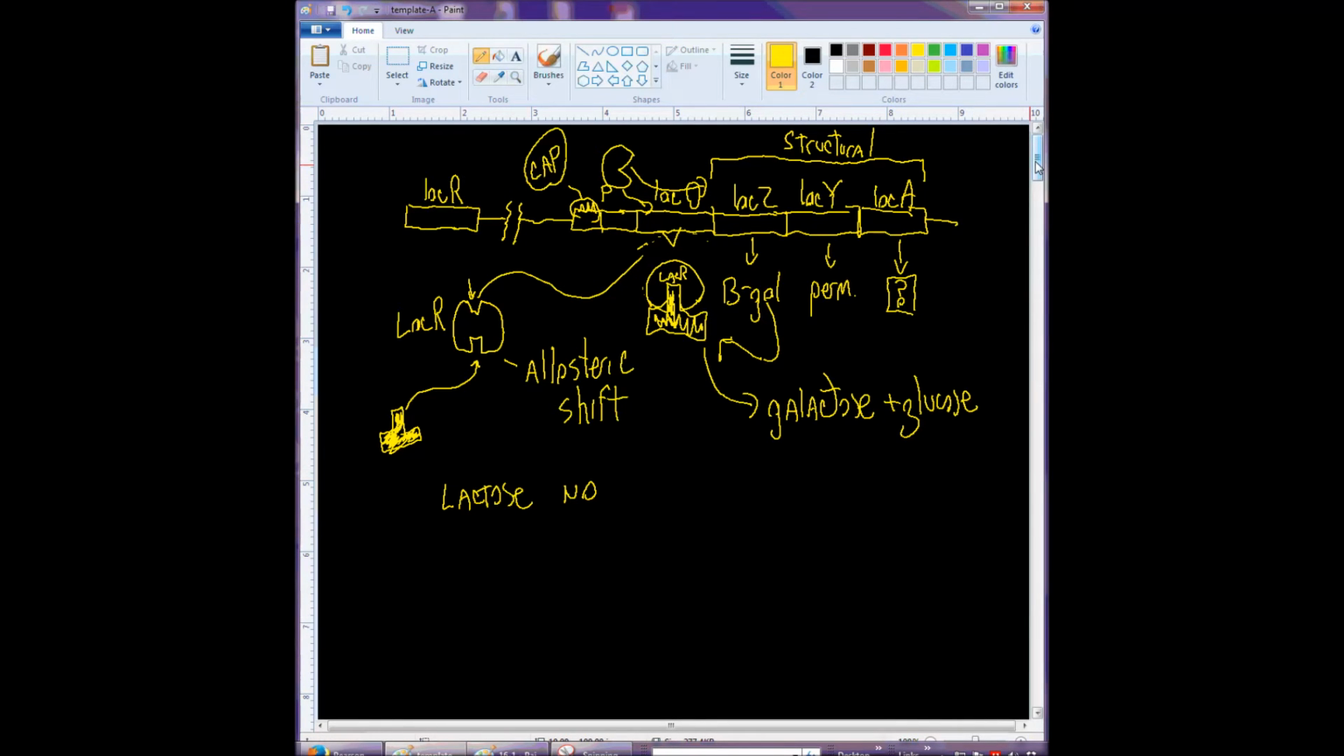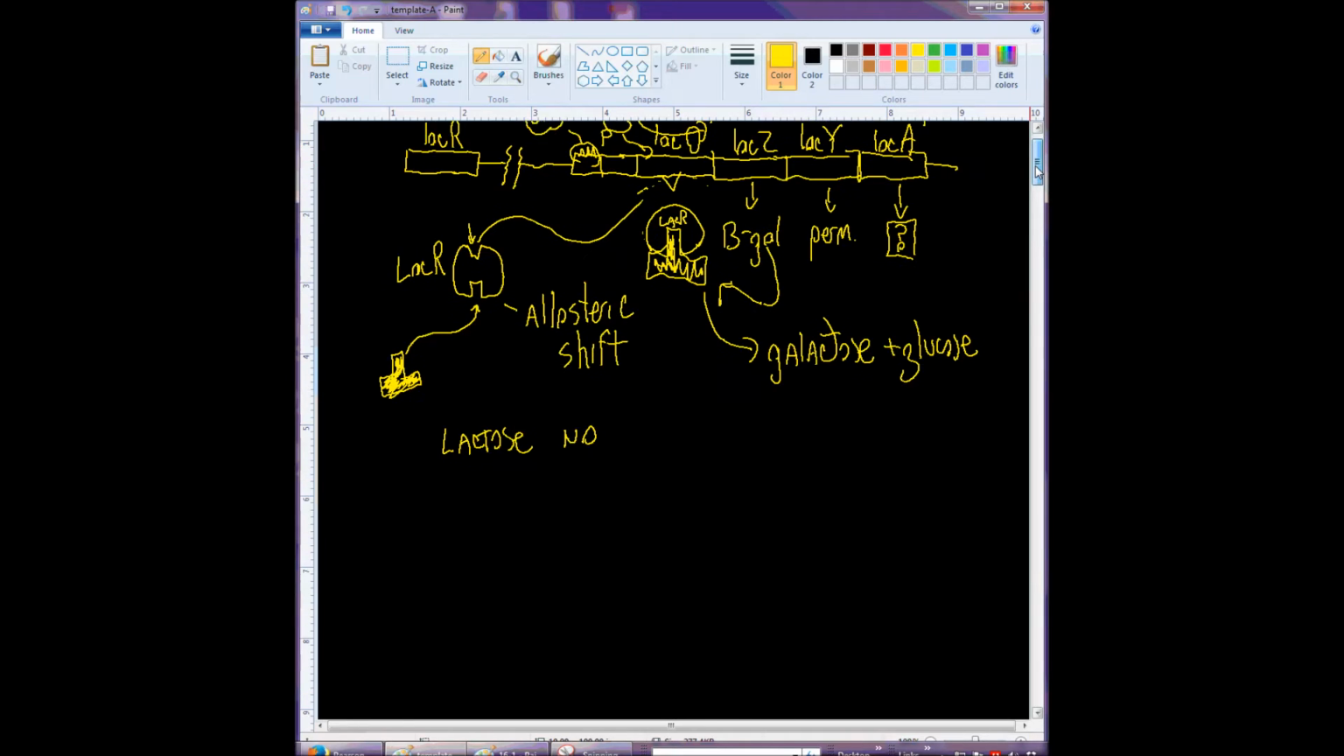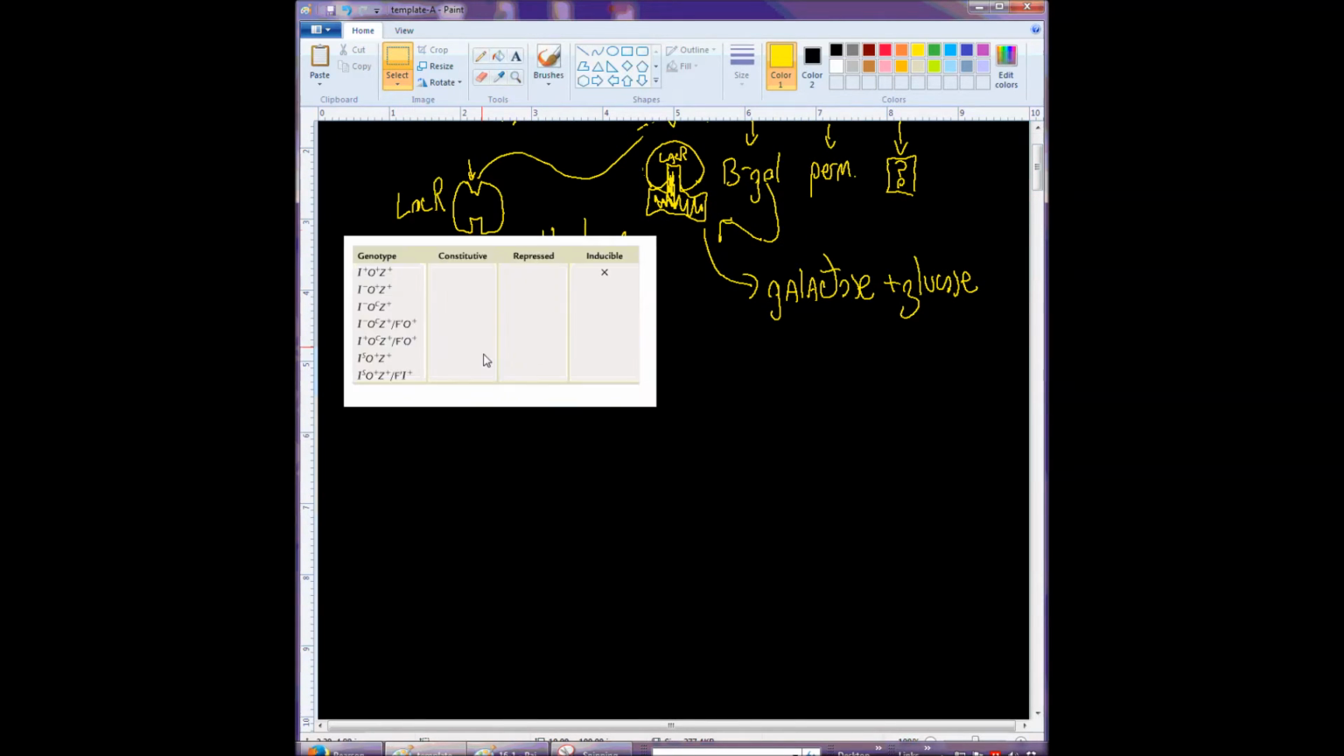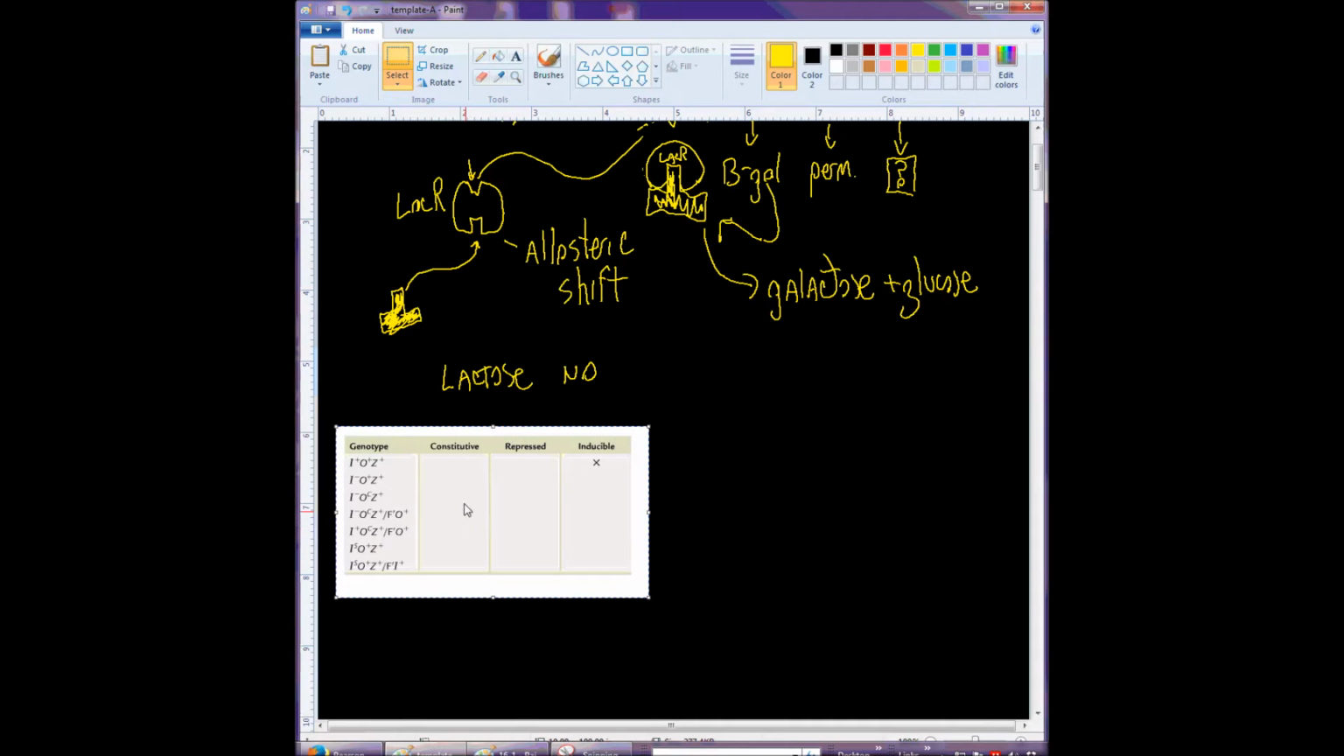Okay, so let's take a look at the question now. We want to look at each of these conditions and determine, predict whether the structural genes, and here we're just looking at Z, I guess it doesn't matter if we look at the others, if Z is expressed, the others are expressed too. Determine if the structural genes are constitutive, permanently repressed, or inducible in the presence of lactose. And we can see the first one here.